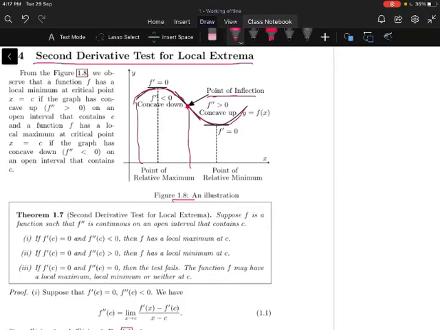And we can observe that for this interval, since f double dash of x is negative, the curve is concave downward. And for this interval, from this point to this point, the curve is concave upward because f double dash of x is positive for this interval. Moreover, we can observe that at this point f double dash is 0, at x equal to c, so c is a critical point.